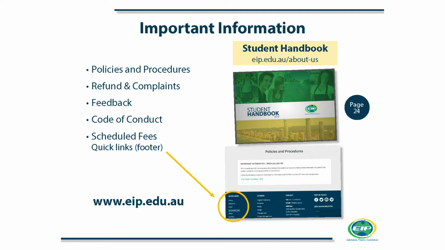It talks about the ability to give feedback on your experience here at EIP. It gives information about our code of conduct and how the school's fee system works. Probably most important of all, at the back of the handbook you'll find all of our contact information. So if you're looking for EIP's phone number, email address or website, that is the place to look.